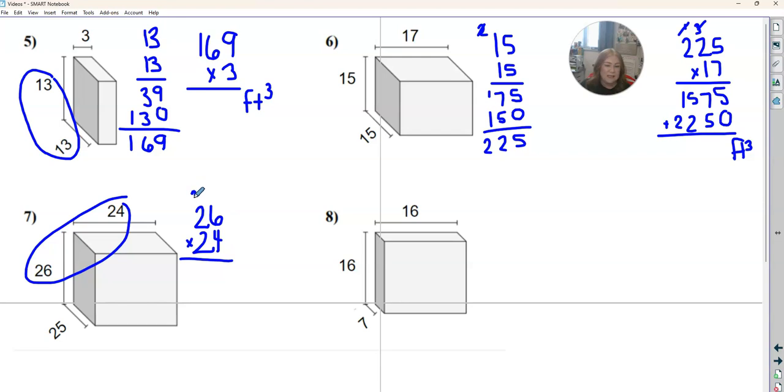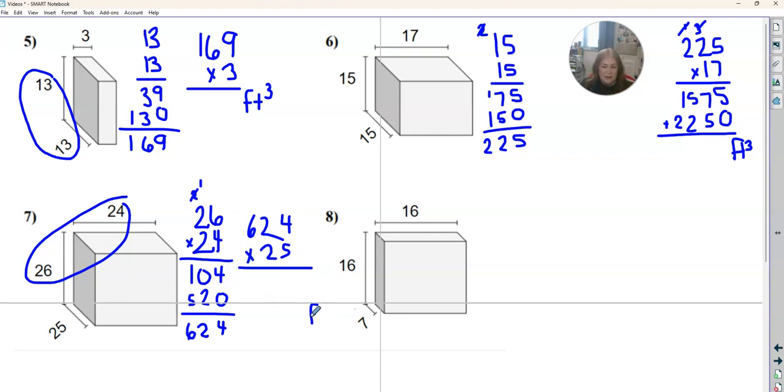So 4 times 6 is 24. 8, 9, 10. Placeholder. Done with that too. 6 times 2 is 12. 2 times 2 is 4, plus 1 is 5. So we have 4, 2, 6. So we have 624, and you're going to times that by 25. So we have 25 layers. And then you finish the math, and that's feet squared. So I want you to try that one on your own there.